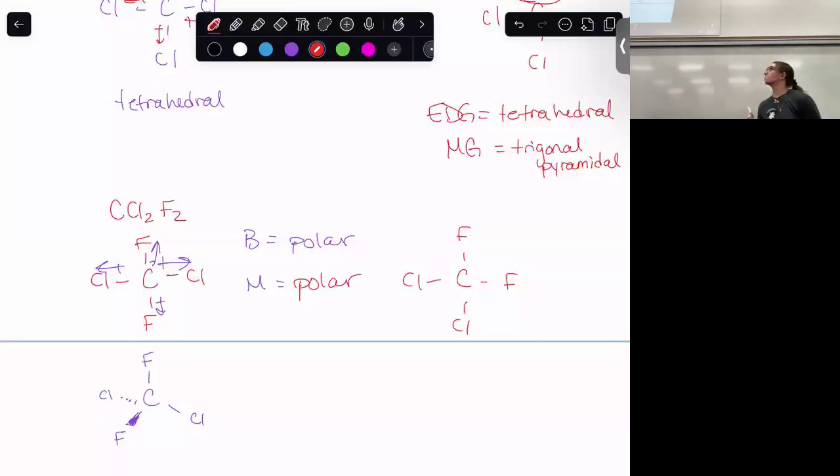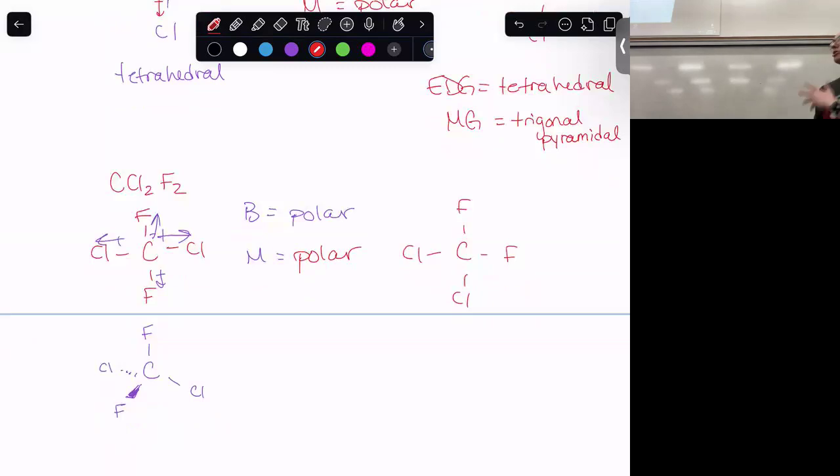Does that make sense why that's not nonpolar? Okay. And then if you put 3 and 1, that's the same as if we did 1 and 3, so those are the same there. Alrighty.